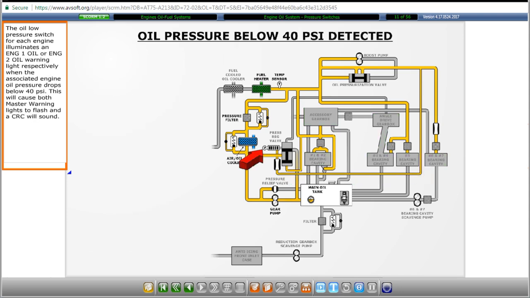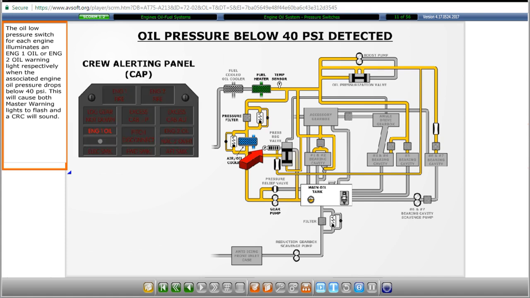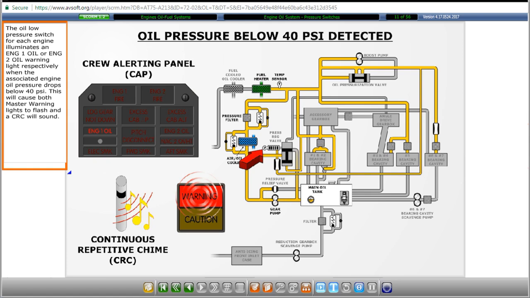The oil low pressure switch for each engine illuminates an Engine 1 oil or Engine 2 oil warning light, respectively, when the associated engine oil pressure drops below 40 psi. This will cause both master warning lights to flash and a CRC will sound.